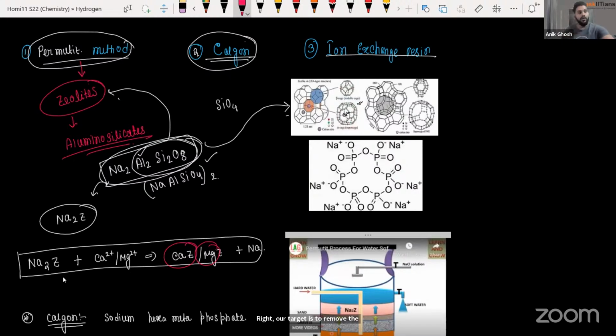So what are we doing? We are giving a sodium zeolite compound. It is reacting with the hard water that contains calcium and magnesium ions in it. And it makes calcium or magnesium zeolites.